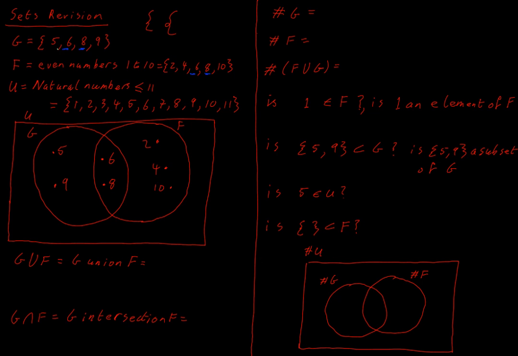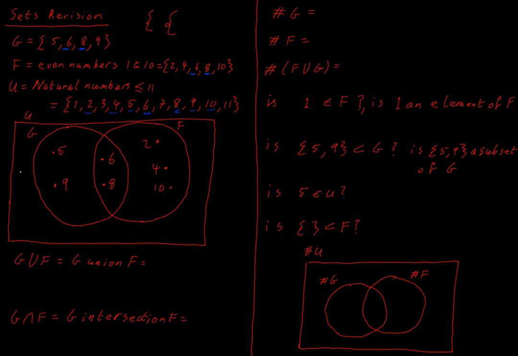Well, actually, probably the best way to do it is to use the set. So 5 is used up, 6 is used up, 8 is used up, 9 is used up, 2 is used up, 4 is used up, 6 is used up, 8 is used up, 10 is used up. Now I'm going to write any number that I didn't underline out here. So it's in the universe, but it's not in G or F.